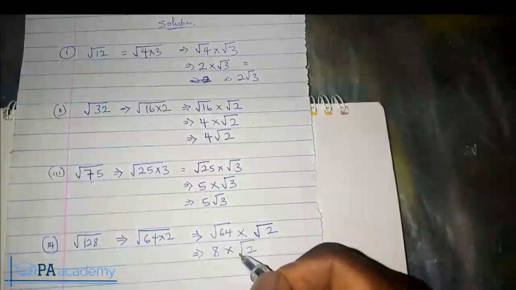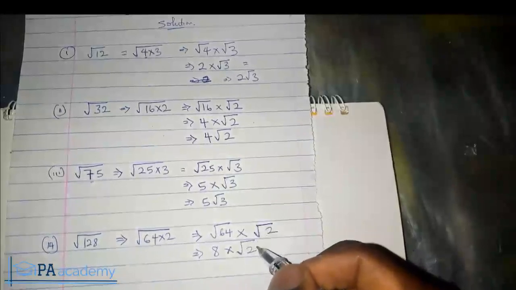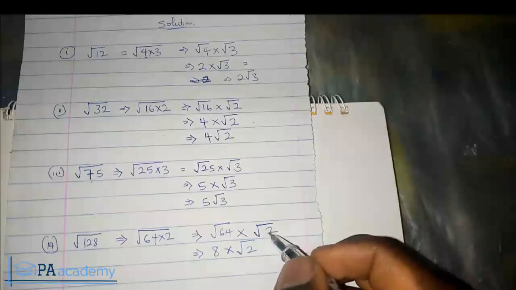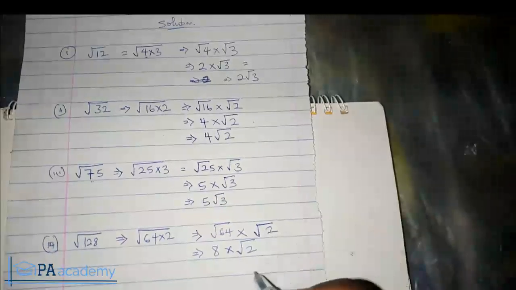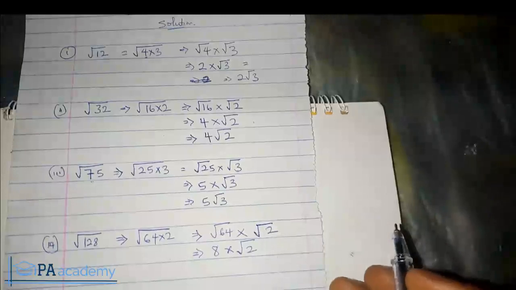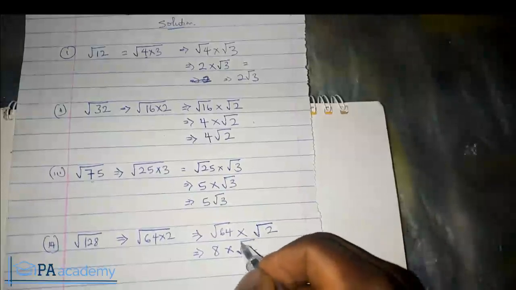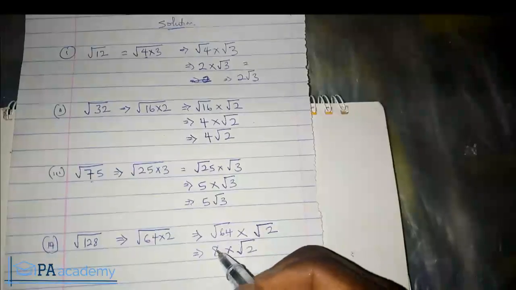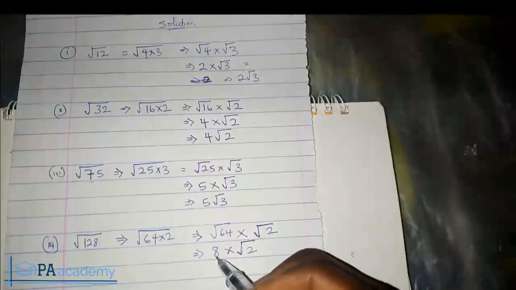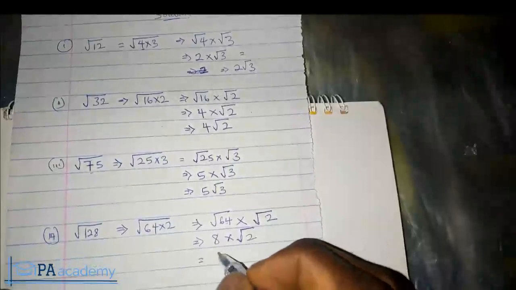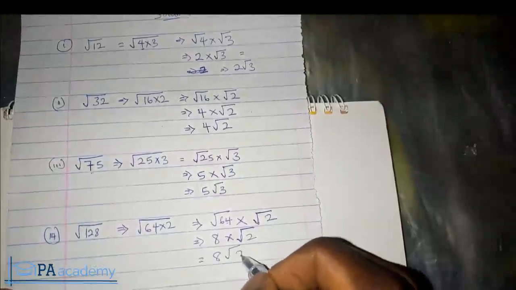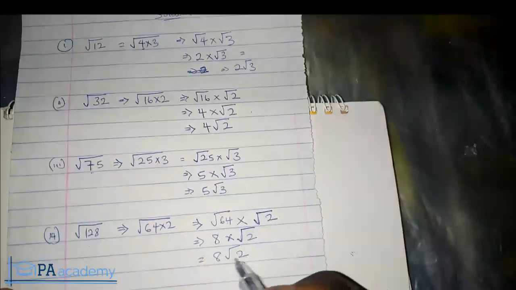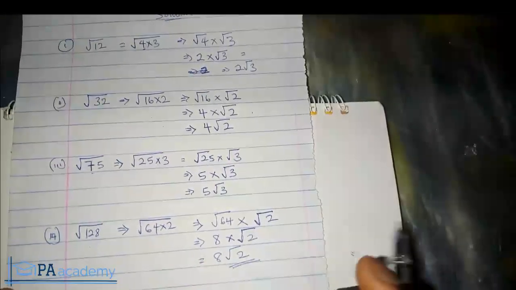Don't forget, the reason we're doing this is that root 2 is an irrational number. It won't give us a whole number. We'll be having 1 point something something something, and that's not what we want. So we cannot find the square root of 2, but we can find the square root of 64, which gives us a whole number, which is 8. So our answer here will be 8 root 2. If you simplify the square root of 128, what we'll have is 8 root 2.